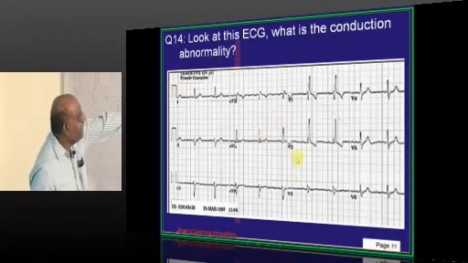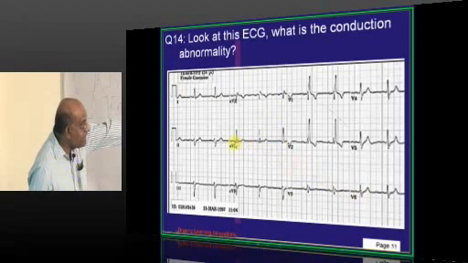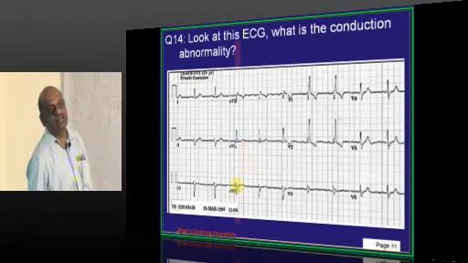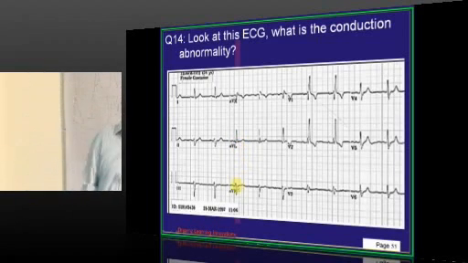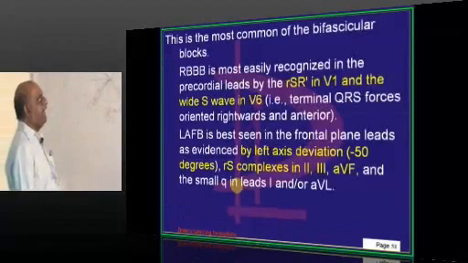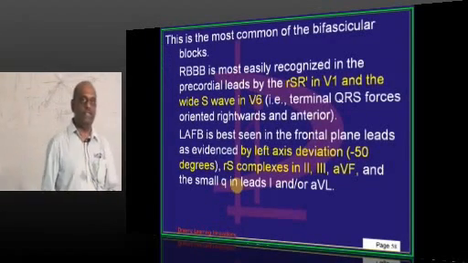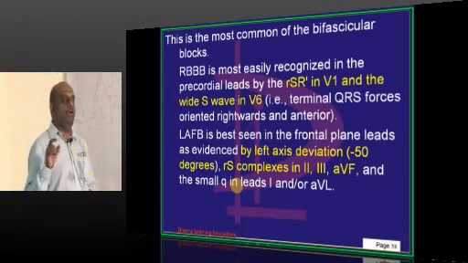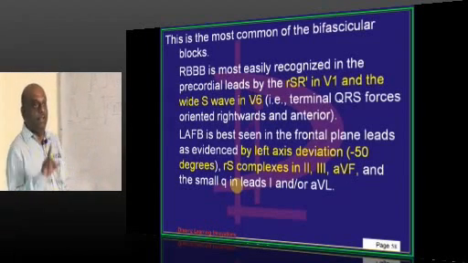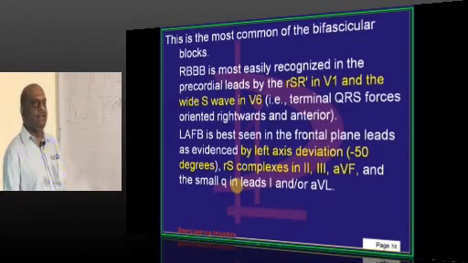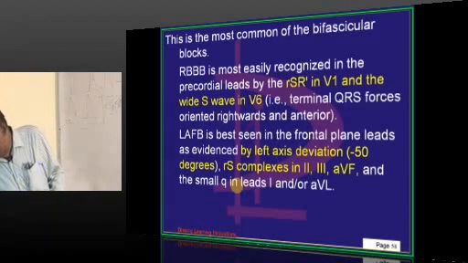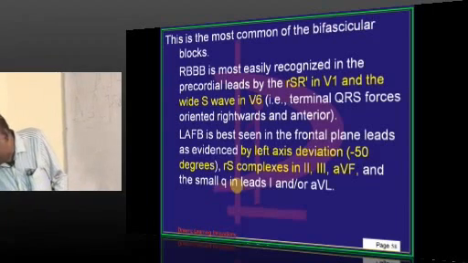Then you should look at lead 1 and aVL, whether there is any small Q wave before the R wave. If that is there, that signifies left anterior fascicular block. That's how you identify the bifascicular block. This is called bifascicular block. So what is the most common form of bifascicular block you get? Right bundle branch block with left anterior fascicular block is the most common type of bifascicular block, which you have to recognize.